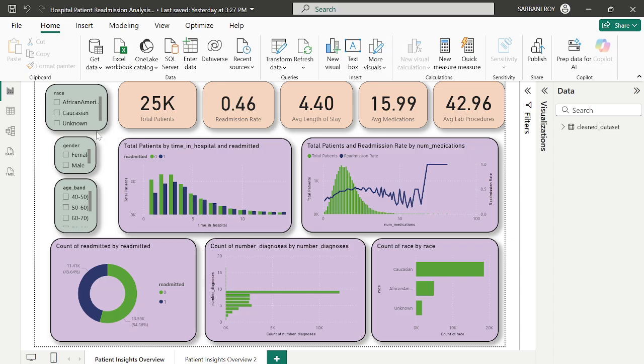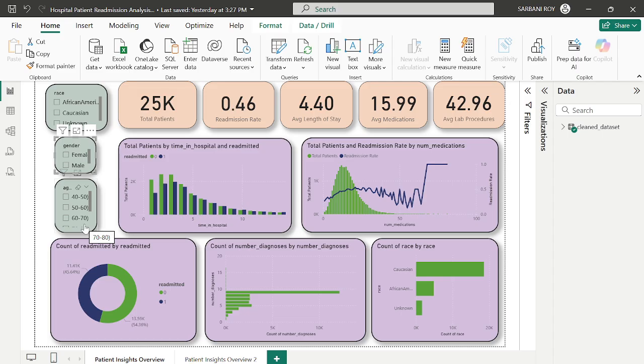Now, talking about slicers. On the left, I have three important slicers. First one is race, second is gender, and the third is the age band. In race, I have African American, Caucasian, and unknown. In gender, I have female and male. In age bands, I have aged people, from 40 to 50, 50 to 60, 60 to 70, and 70 to 80. These slicers allow us to drill down into specific population segments.